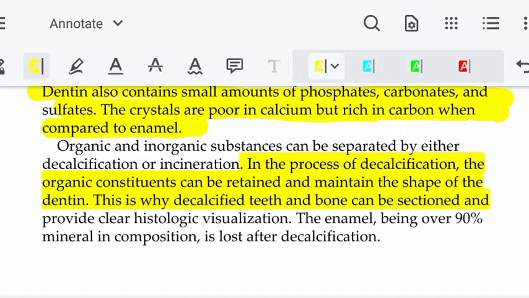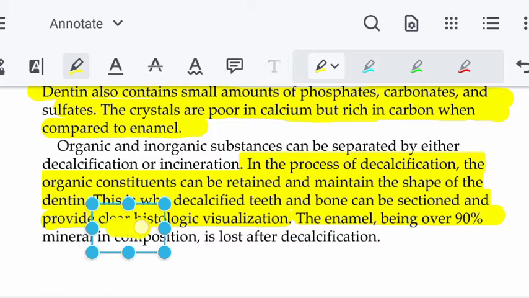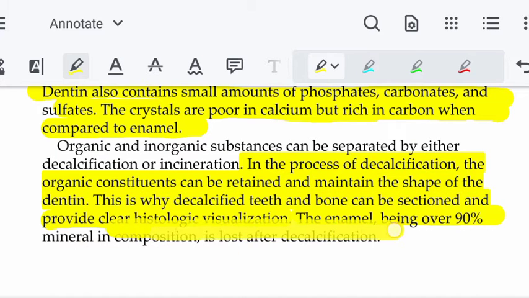See here, in the process of decalcification, the organic constituents can be retained and maintain the shape of the dentine. This is why decalcified teeth and bone can be sectioned. Decalcified bone or teeth can be sectioned because it becomes soft, right? If it becomes soft, we can cut it into thin pieces and observe it under the microscope after staining. So decalcification is necessary. It provides clear histologic visualization. The enamel, being over 90% mineral in composition, is lost after decalcification. So all the enamel is lost after decalcification.